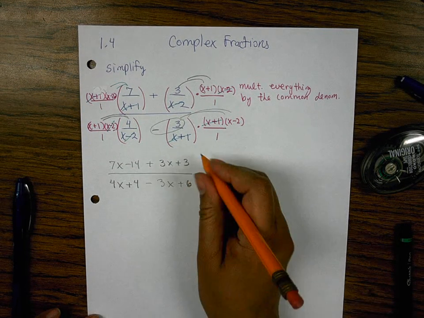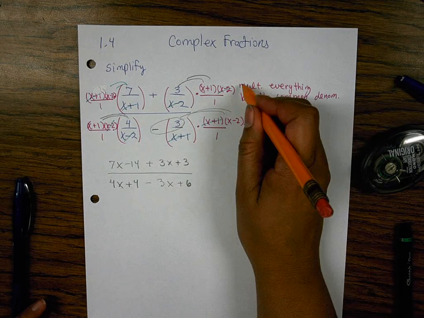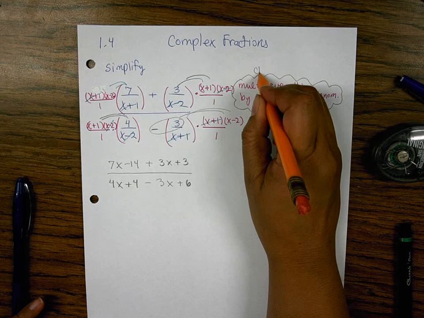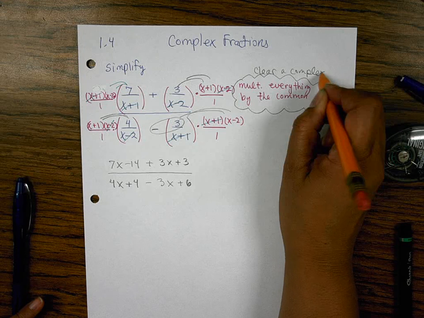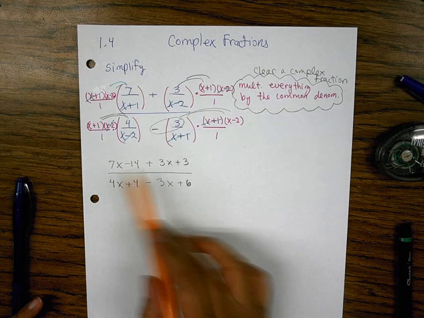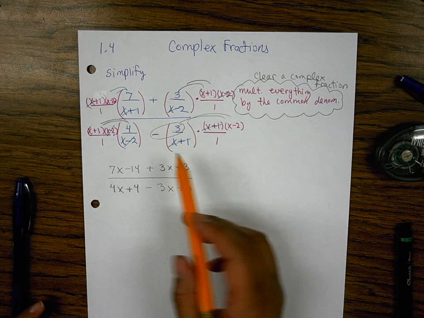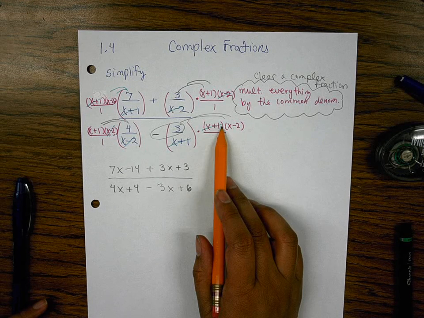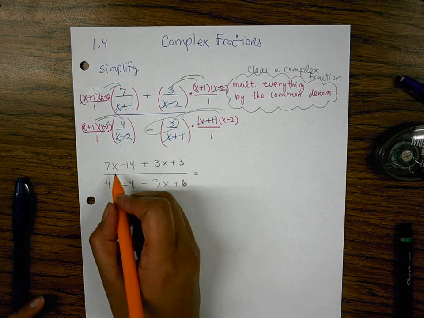All right, combine. Oh, and if you've done this correctly, this is how you clear a complex fraction. When you clear the complex fraction, your complex fraction should be gone. You should have no more fraction within a fraction. Every denominator should reduce, which did indeed happen. All right, so ready to combine like terms and reduce if possible.